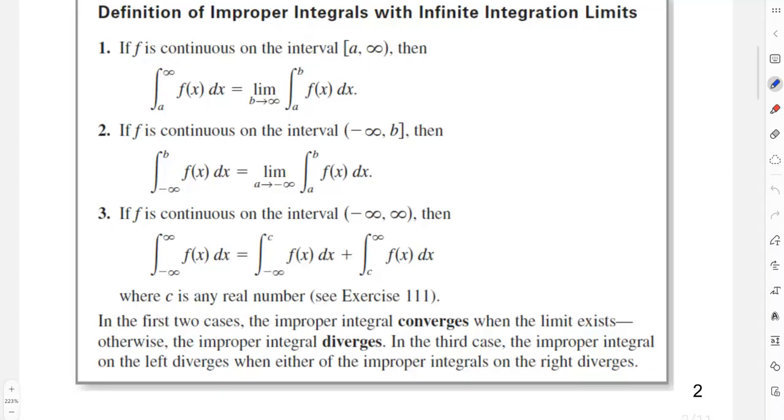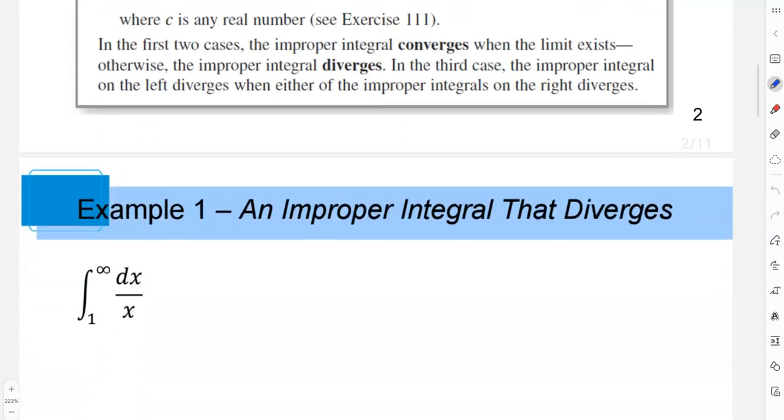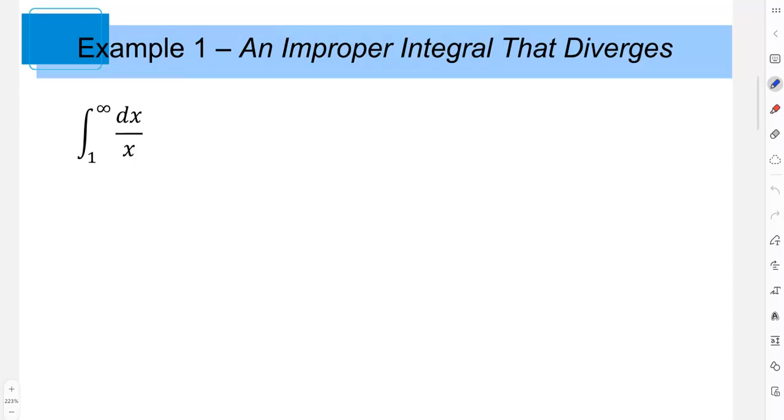It is going to converge when that limit, once we evaluate, goes to a specific number. If it just heads off to infinity or negative infinity, then we're going to talk about something that diverges. So let's look at a few examples.